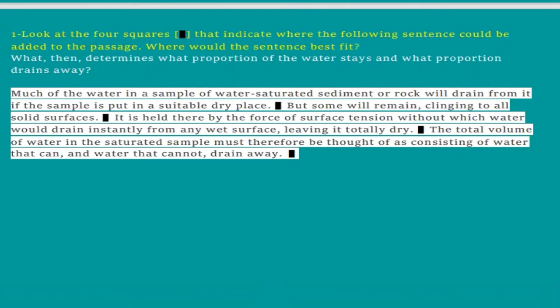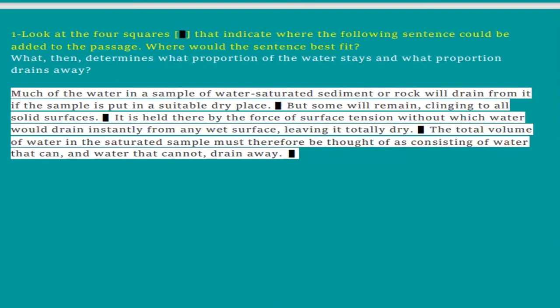Okay, what then determines what proportion of the water stays and what proportion drains away? So, much of the water in the sample of water in saturated sediment or rock will drain from it if the sample is put in a suitable dry place, but some will remain clinging to solid surfaces. So before we choose our answer, we need to exclude the wrong boxes.